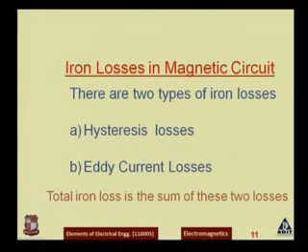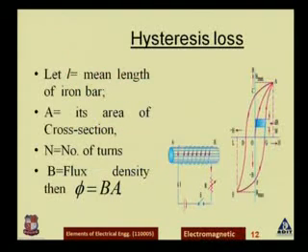There are two losses occurring in the magnetic circuit. The first is the hysteresis loss and the other is the eddy current loss. We will see them one by one. We will see hysteresis loss first. The total iron loss is the sum of these two losses. First we will see how much hysteresis loss is occurring in the magnetic circuit, and then we will see how the eddy current losses occur.